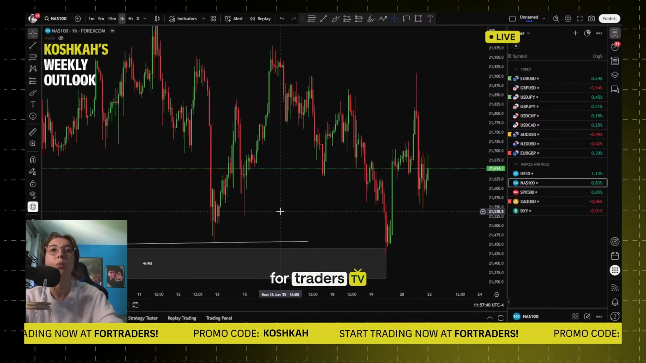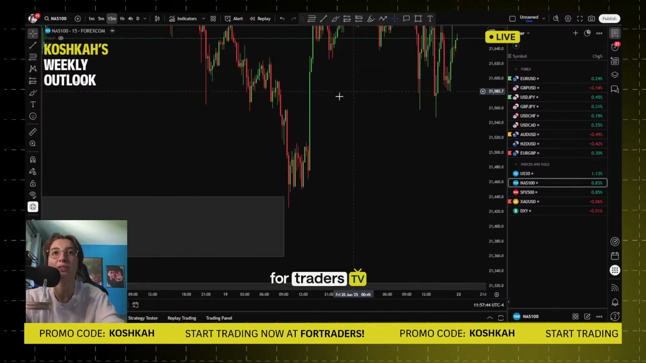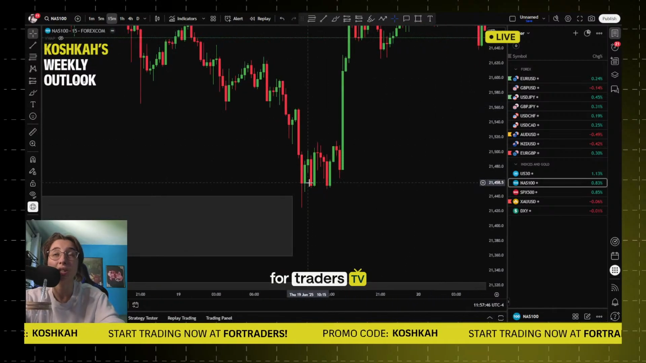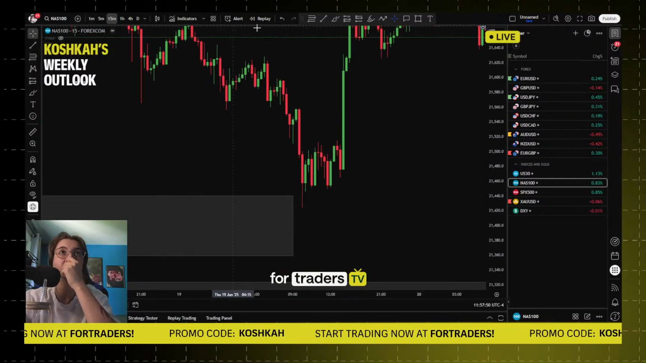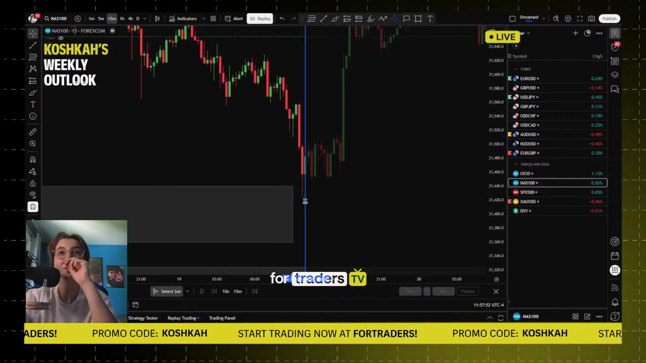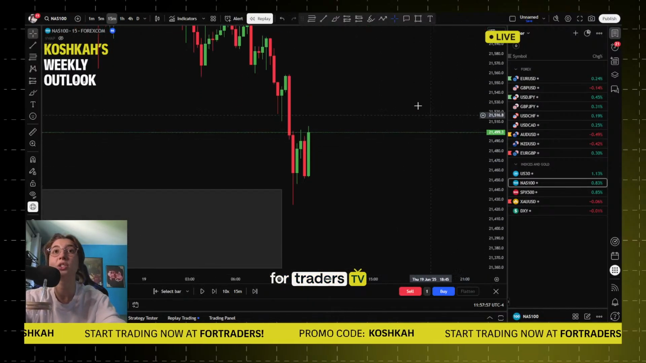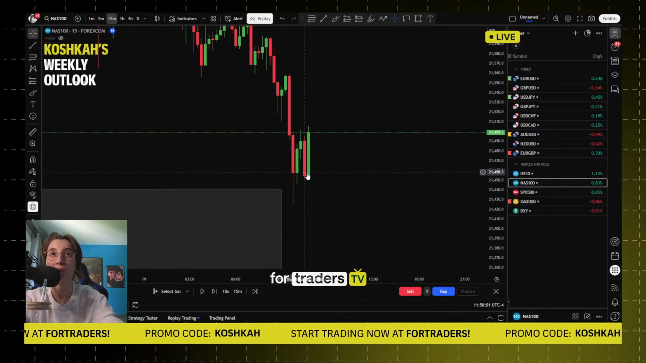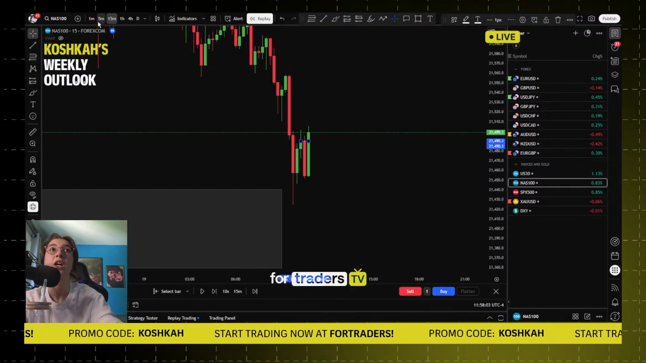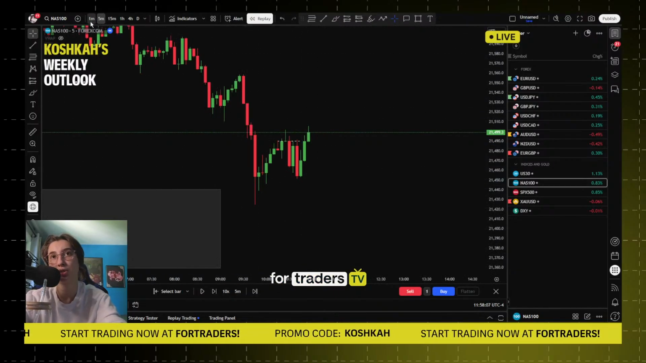Okay. So what to do when we're looking for an entry? First of all, we need to identify our 15-minute break of structure. Here, looks like it already happened exactly right here on Thursday. We tapped into the POI right here on Thursday and see what happened. We straight away broke structure to the upside. So we had this little range and we broke structure to the upside. So straight away, you could have looked for an extreme POI to look for an entry.